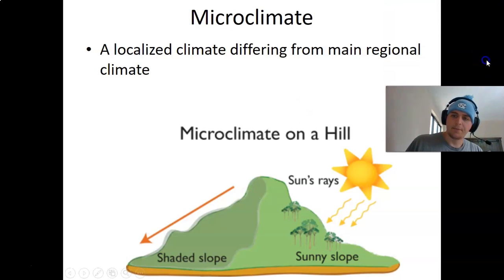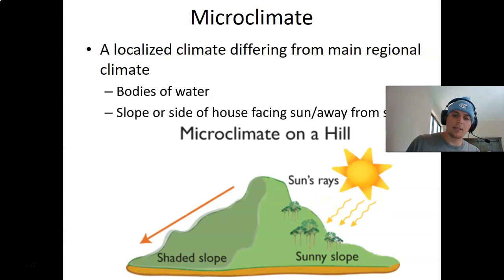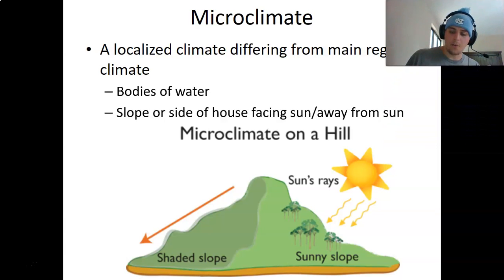Okay, so in certain areas and in certain locations, there are things called microclimates. I realize I'm blocking. Microclimates are localized climates that differ from the main regional climate of the area. So a hill or mountain, you're going to have a bit of a microclimate, because on one side, the sun hits the entire slope, so there's a lot of sun, a lot of trees, it's relatively warm, whereas on the other side it's shaded, which means that it's cooler, and you might be getting more precipitation on this side. It just depends on the topography. So you're getting a slightly different climate on either of these sides. Okay, bodies of water. Great example, the slope or side of a house facing the sun or away from the sun.